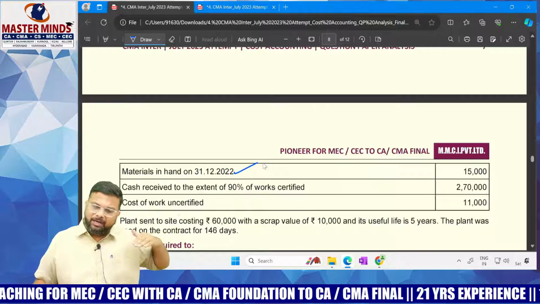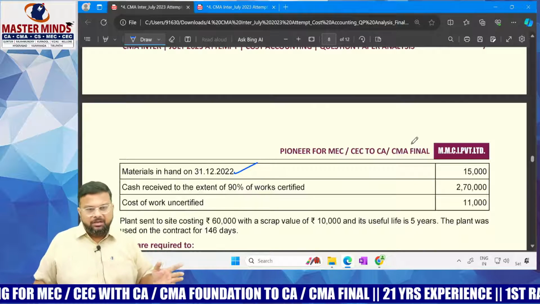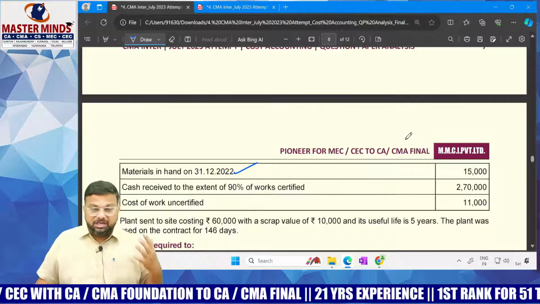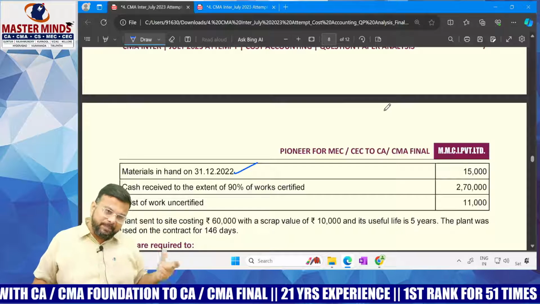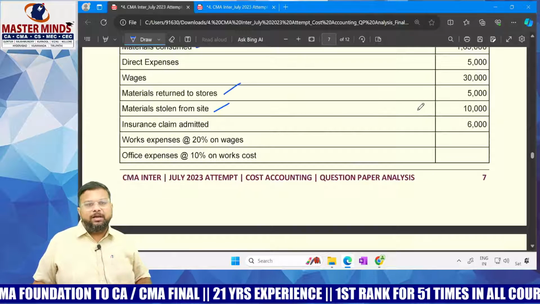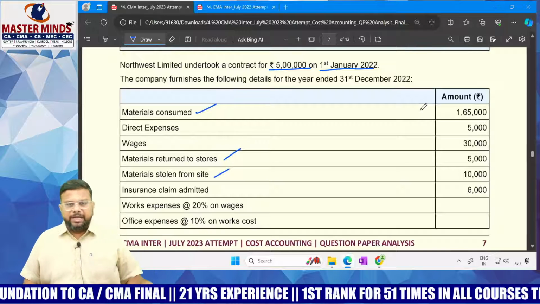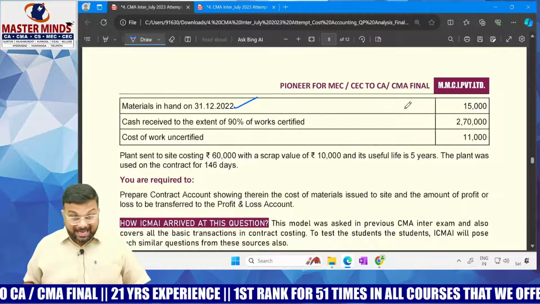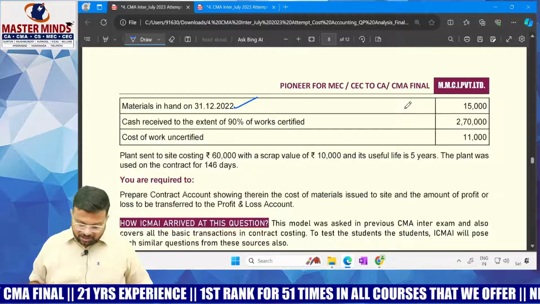Okay, you can show material consumed directly and ignore all these things. But that account will not reflect the true picture. That's the reason why we need to find out material purchase, and along with material purchase, we'll show all these things. Then there is no need to show material consumed. All right. Work expense 20%. Office expenses are given. Next, cash issued to the extent of 90% of work certified.